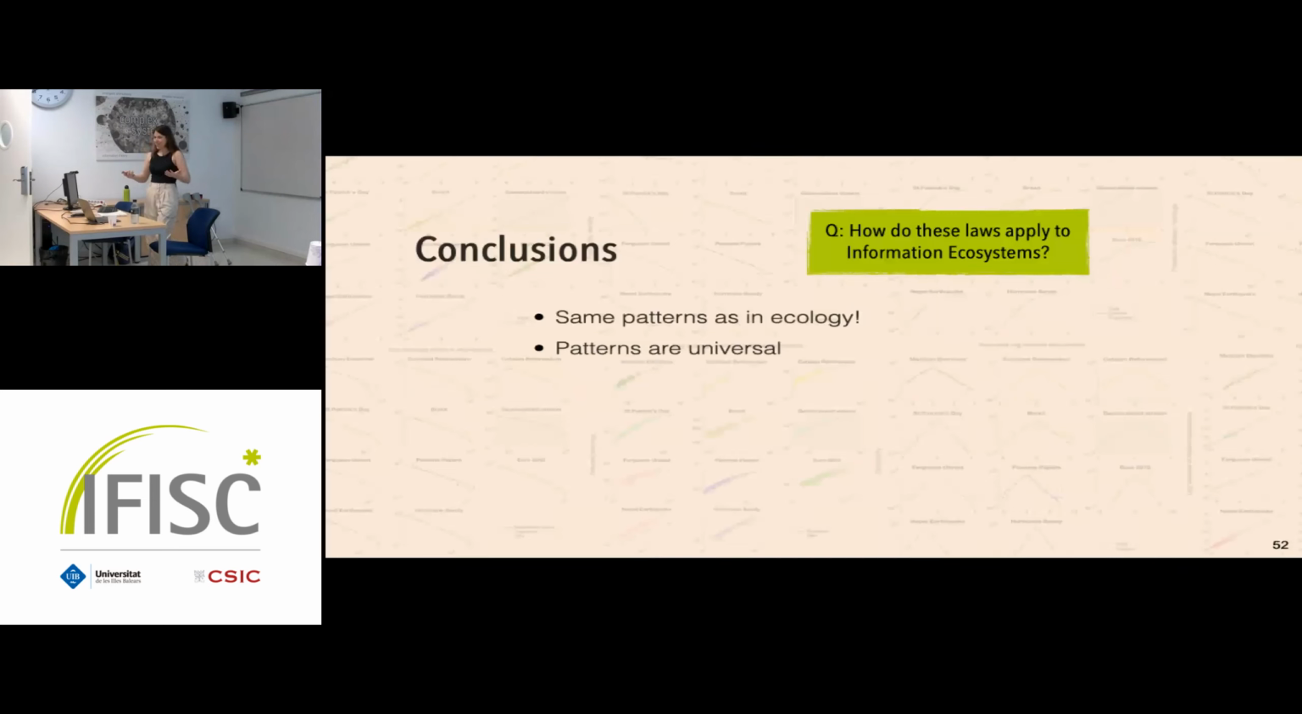The patterns exist, and one thing that from the presentation might be obvious, but actually is pretty interesting, is that the functional forms of the patterns are the same as the patterns found in ecology. I mean, for example, for the Taylor law, it could have happened that the slope maybe was a 4 or a 21, but no, it's also a 2. So that means that these patterns are universal both for ecology and for information ecosystems.